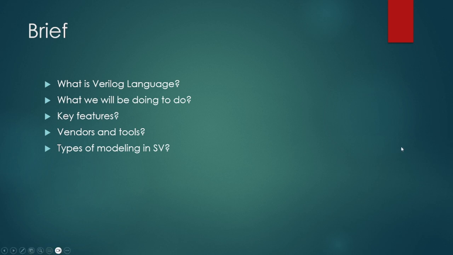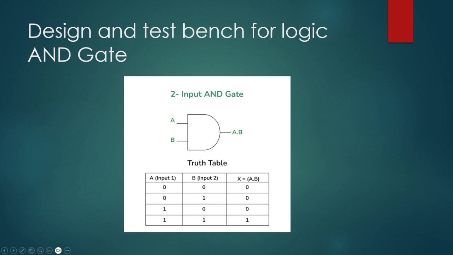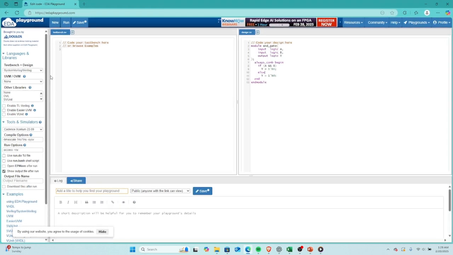Getting started on EDA Playground. Open EDA Playground and create an account. After creating an account in EDA Playground, on the left panel, under Languages and Libraries, select SystemVerilog. Next, choose your preferred simulation tool from the options: Cadence, Synopsys, or Siemens. I personally select Cadence and then set the Run option to Show Output File after Run.